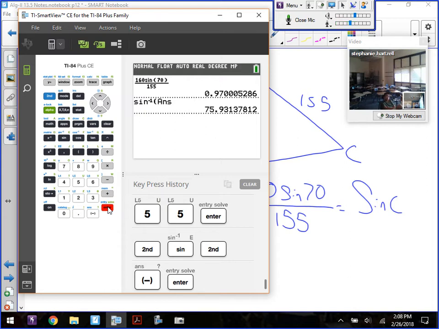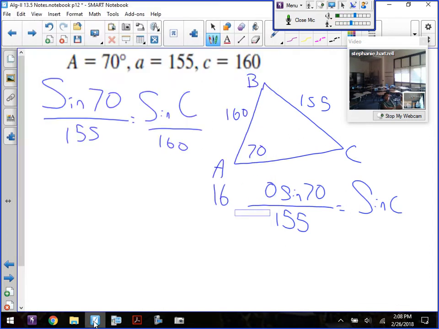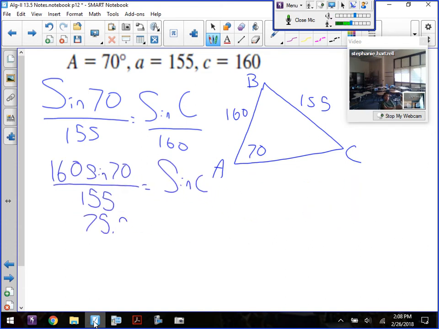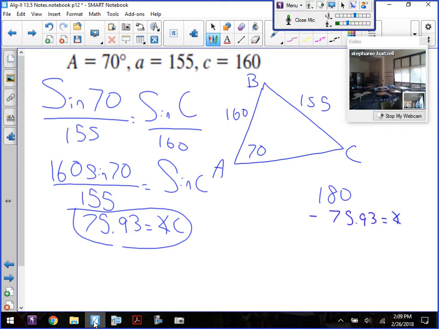Never mind. So angle C then gets me at 75.93. Now here's the deal. When I'm checking to see if I have a two-triangle scenario, what I do right away is I'm going to figure out what is the supplementary angle to 75.93. What does supplementary mean again? Add up to 180. Good. So what I do here is off to the side, I'm going to take 180 and I'm going to subtract 75.93, which is angle C.